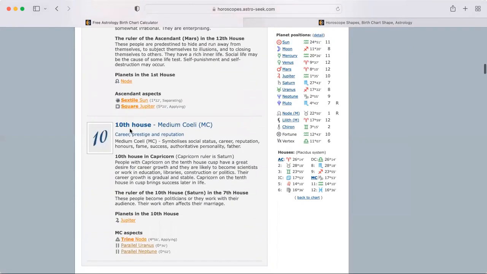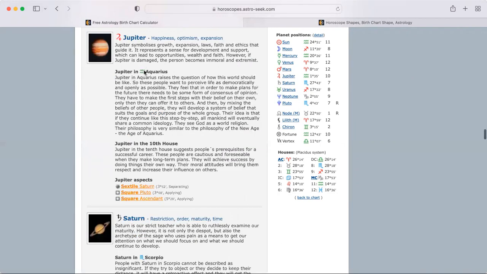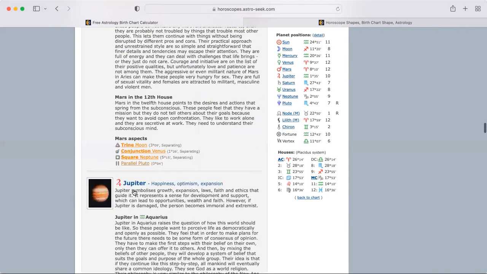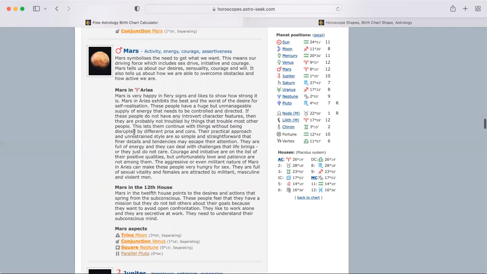So you can read about your 10th house, which is career, reputation, status. You can read about the planets, if any, that are there. It says this person has Jupiter in the 10th house, and that would have a certain meaning as well. If you want to, you can click on it and it will take you down to Jupiter. This person has Jupiter in Aquarius in the 10th house. You can look at the aspects to that Jupiter right here. But yeah, you can read about all of your planets. This person has Mars in Aries, and also Mars is in the 12th house.